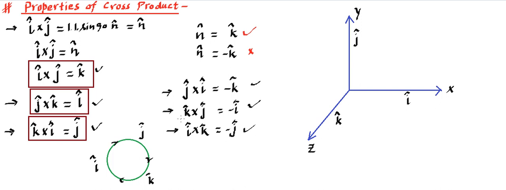So all these results can be remembered by this cyclic order of I, j, k. If you are moving in this cyclic order, the two will be leading to the next. If you are moving opposite to it, just place a minus sign. Making sense? So this is how we can find the cross product of directions, or identify the direction of the cross product of 2 vectors.